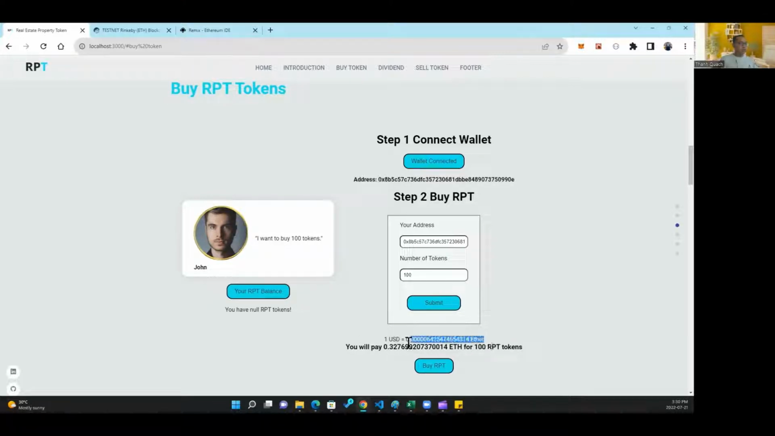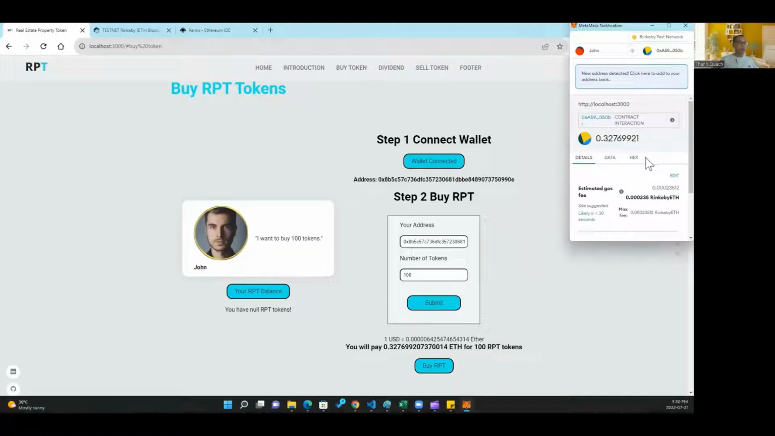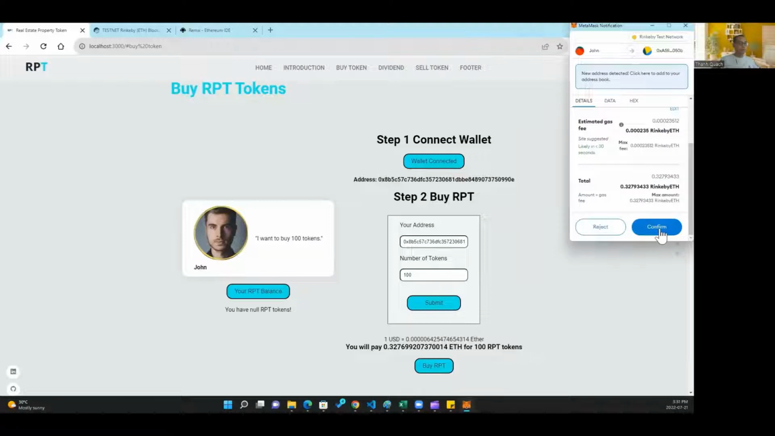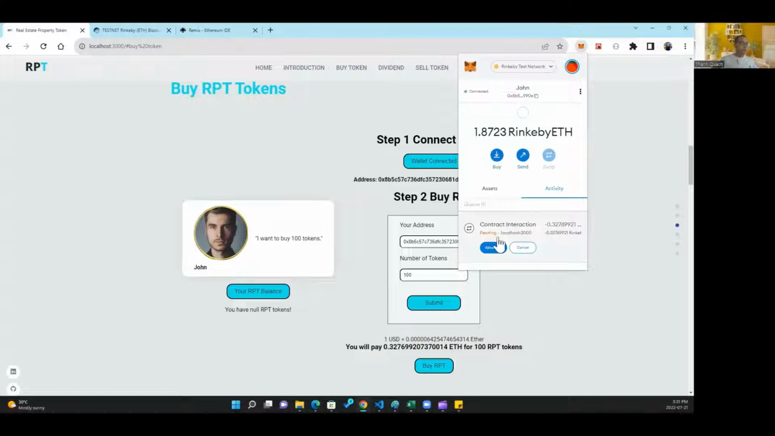The exchange rate is fed directly from the decentralized oracle of the Chainlink price aggregator. So this is live, and we just need to hit buy, and the MetaMask pops up. All right, so here we go. Confirm. Still pending. All right, so it looks like the transaction has been successfully confirmed.